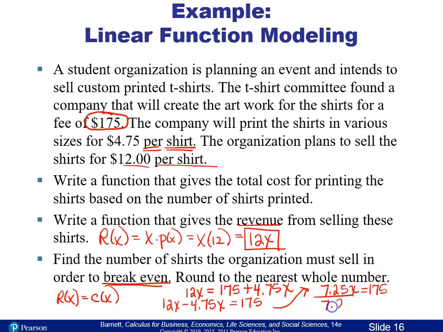We'll divide by the 7.25, and we're going to find that x is 24.14. So we obviously can't produce 0.14 of a shirt. So we're going to say approximately 24 shirts is what's going to give us our break-even point. So if we sell less than 24 shirts, we're actually going to be losing money. So we want to maximize that profit by selling more than 24 shirts.